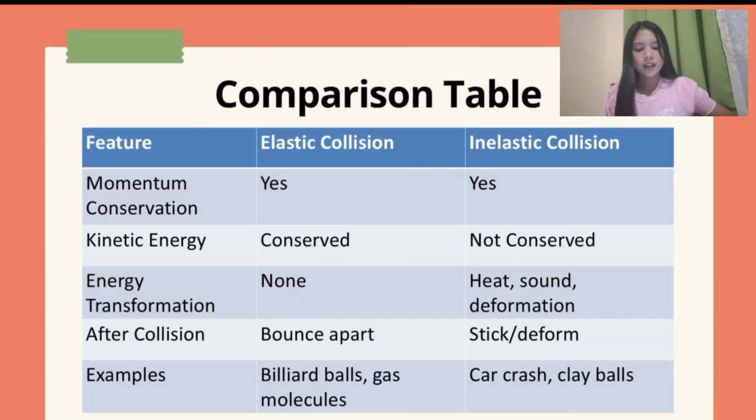To summarize, in elastic collisions, both momentum and kinetic energy are conserved, and the objects bounce apart, while in inelastic collisions, only momentum is conserved, and the objects may stick together or become deformed. Thus, the main difference lies in the conservation of kinetic energy.